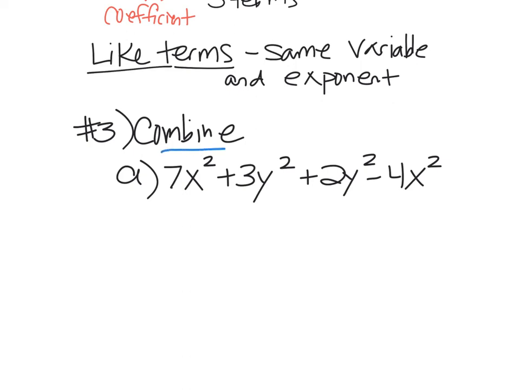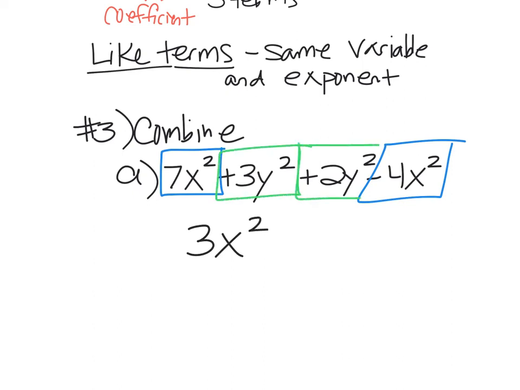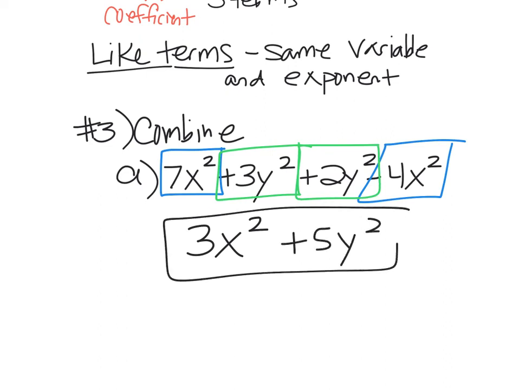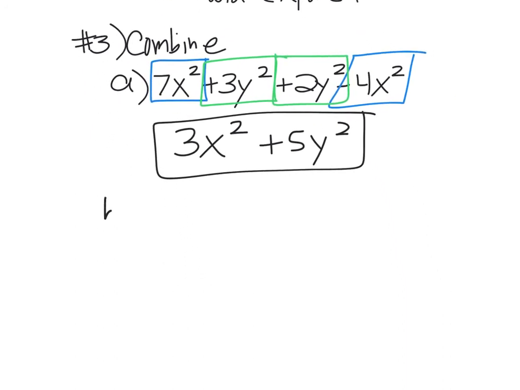I'm going to combine all the x squares together. I've got 7x squared minus 4x squared gives me 3x squared. Good. And then I also have 3y squared and 2y squared, so that would give me 5y squared. And you can't combine those together. Those are not like terms. One's x, one's y, even though they're both squared. Do you remember doing this back in Algebra 1? Yes, you love it. Okay, maybe not.